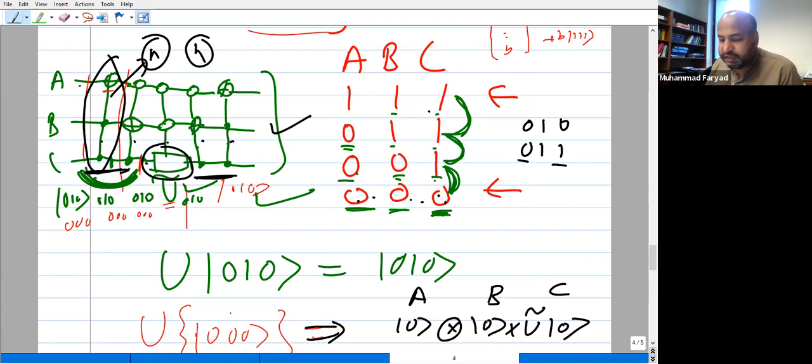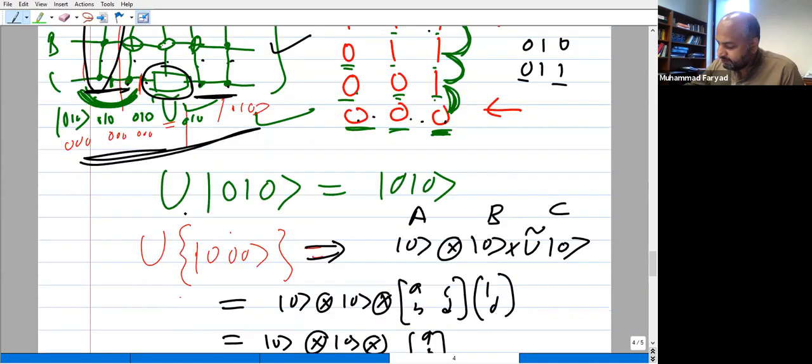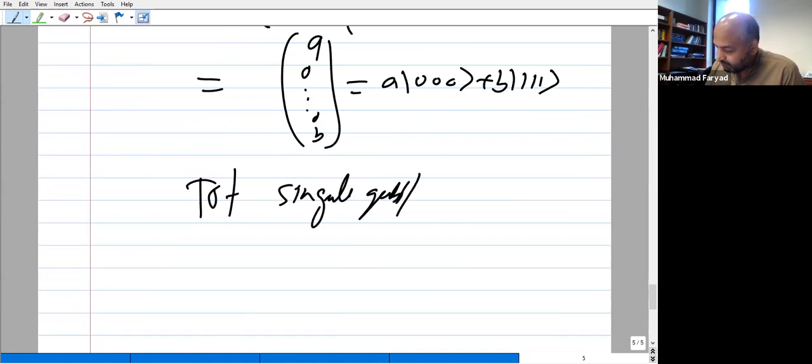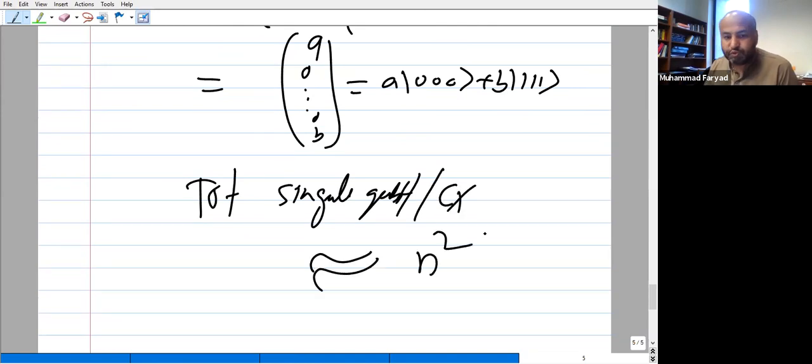So this is a 3-qubit gate, which means I can have at most n-1 gates on this side and n-1 gates on this side and one here. So I can have at most 2n plus 1 gates, which is of the order of n. So the total number of single qubit or control X gates are of the order of n square.